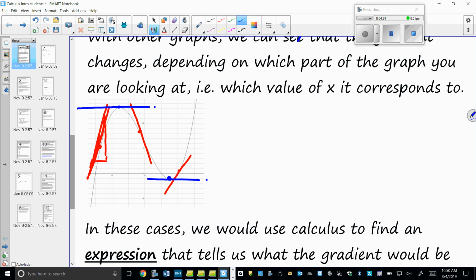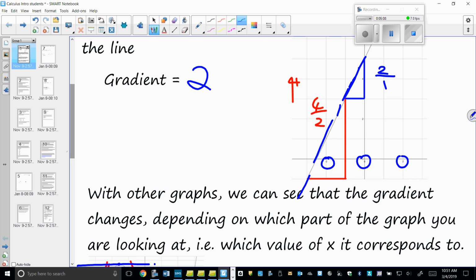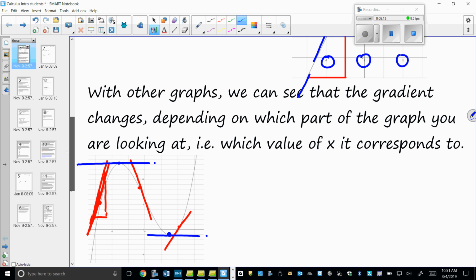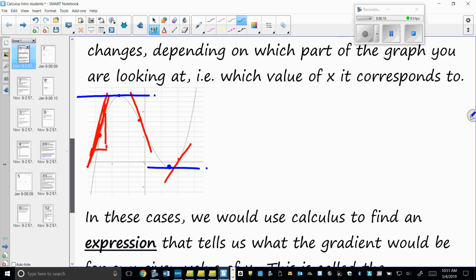So can we see how the gradient is changing? We've got a high number, not so high, 0, going into the negatives, 0, going back up to positive. So the gradient of our graph is changing, which means that we can't simply choose any 2 points and find the rise over the run. You could, as I said, draw a tangent and measure it, but is that going to give you a very accurate measure?